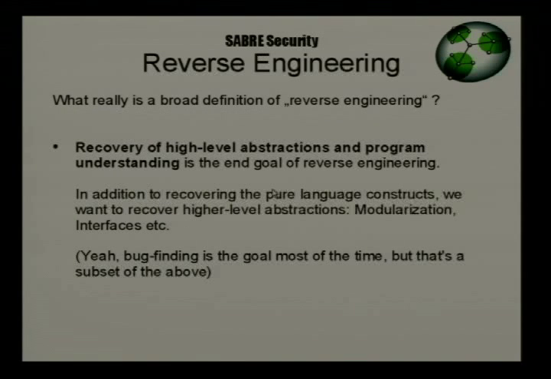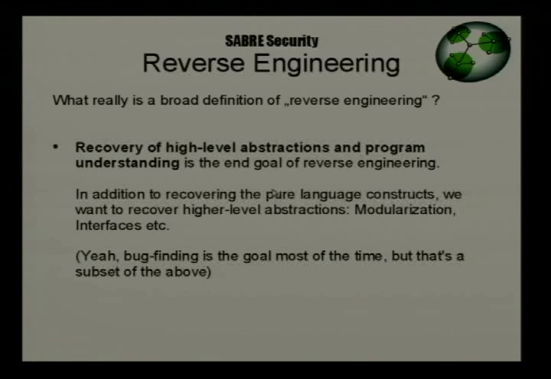All right. So the really broad definition of reverse engineering would be recovery of high-level abstractions and program understanding. Ideally, given an arbitrary executable, we should try to reconstruct the things that a good design process would have had, like remodularize the functions. We just get one big set of functions and their relations, separate them into modules, and build things that help us understand the program.